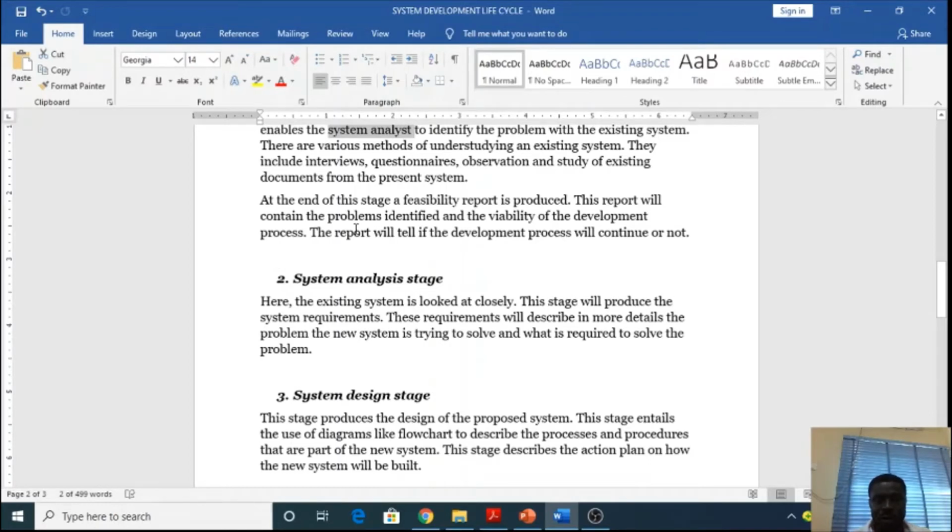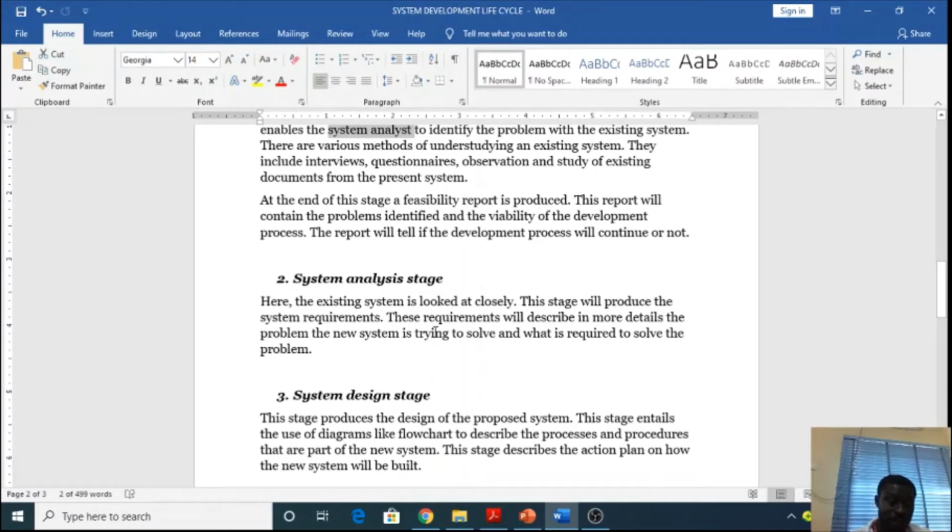Okay, now the report will tell if the development process will continue or not. So at this point, if it's not going to work, there will be a suggestion: drop this, let's go for something else. Okay, so stage 2, you now begin to analyze.